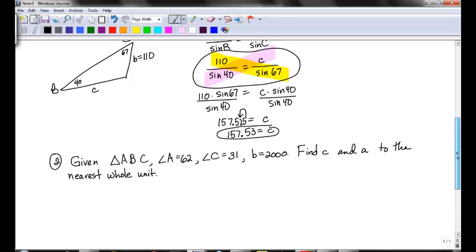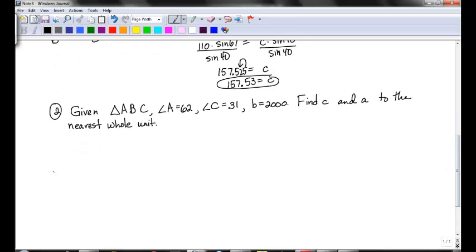The nearest whole number. Okay. Draw a sketch. The sketches don't have to be exact, but it helps you as far as solving the problem. So angle A is 62. Angle C is 31. Side B is 2000.